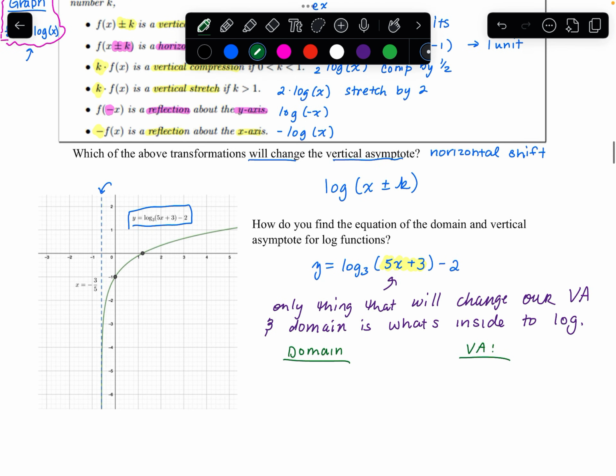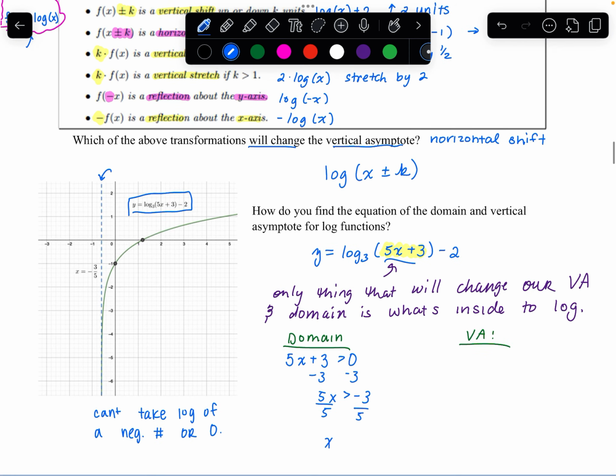So, for our domain, right, the only thing we can't take the log of are negative numbers, so can't take log of a negative number or 0. And so what we want is we want that inside that we highlighted above to be positive, so greater than 0. And then we solve the inequality. Subtract 3 from both sides. I get 5x is greater than negative 3. Divide both sides by 5. And I want x is greater than negative 3/5.